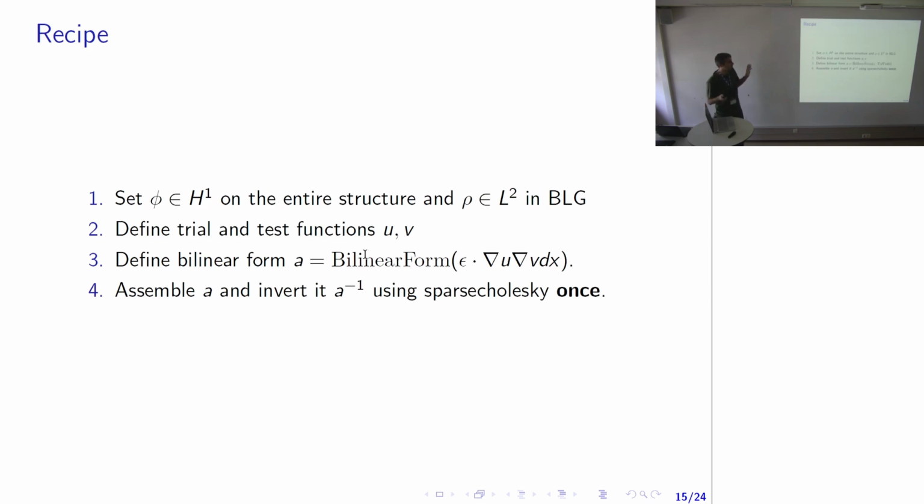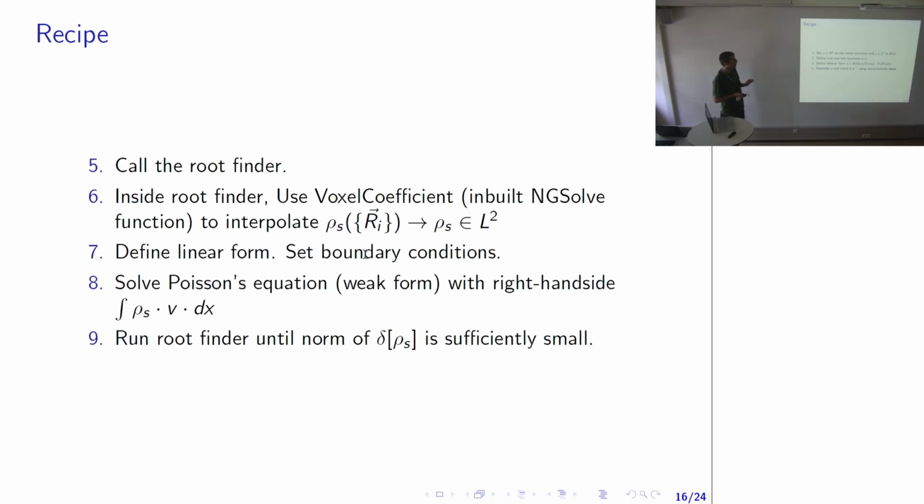So that's a very short overview. You're all experts, but I still have to say this. So how to do this: there is a notebook, I tried to show it in 2 minutes yesterday. But you just define your functions. You set up your trial and test functions. You set up your bilinear form. You assemble it, and you invert it once, and you keep it, because you're going to need this later. You don't need to keep inverting it.